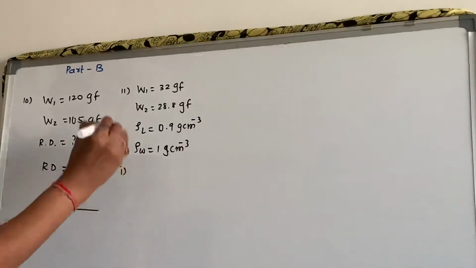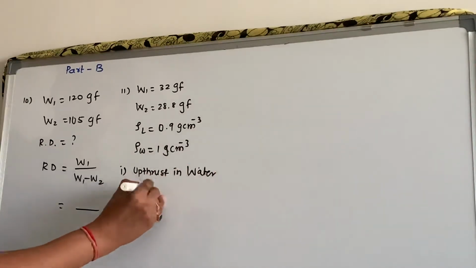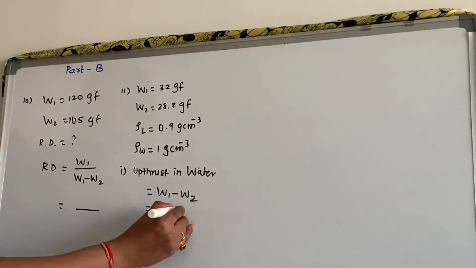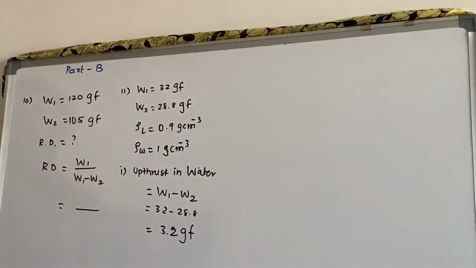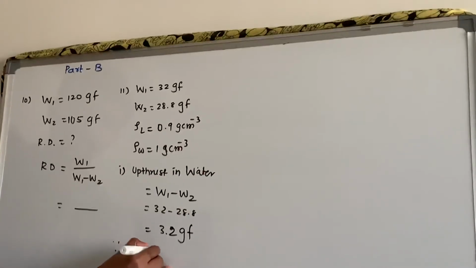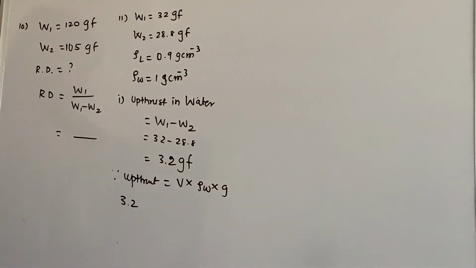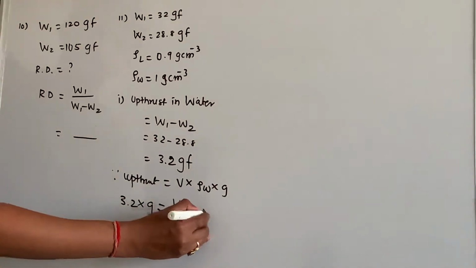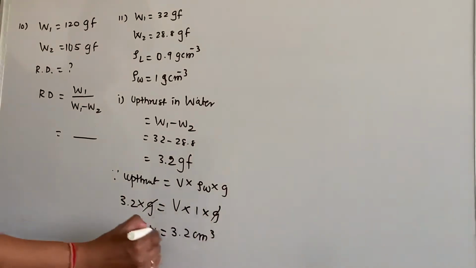Okay. The first part means, like here, upthrust in water is equal to W1 minus W2, that is loss in weight. Loss in weight, it is 32 minus 28.8, which is equal to 3.2 gf. This is what, 3.2 gf. Now since we know that upthrust is equal to volume into density of water into G. It is written as 3.2 into G. Volume of the body, density of water is 1 into G. I can cancel this V or G. We get volume as 3.2 centimeter cube. This is our first answer.